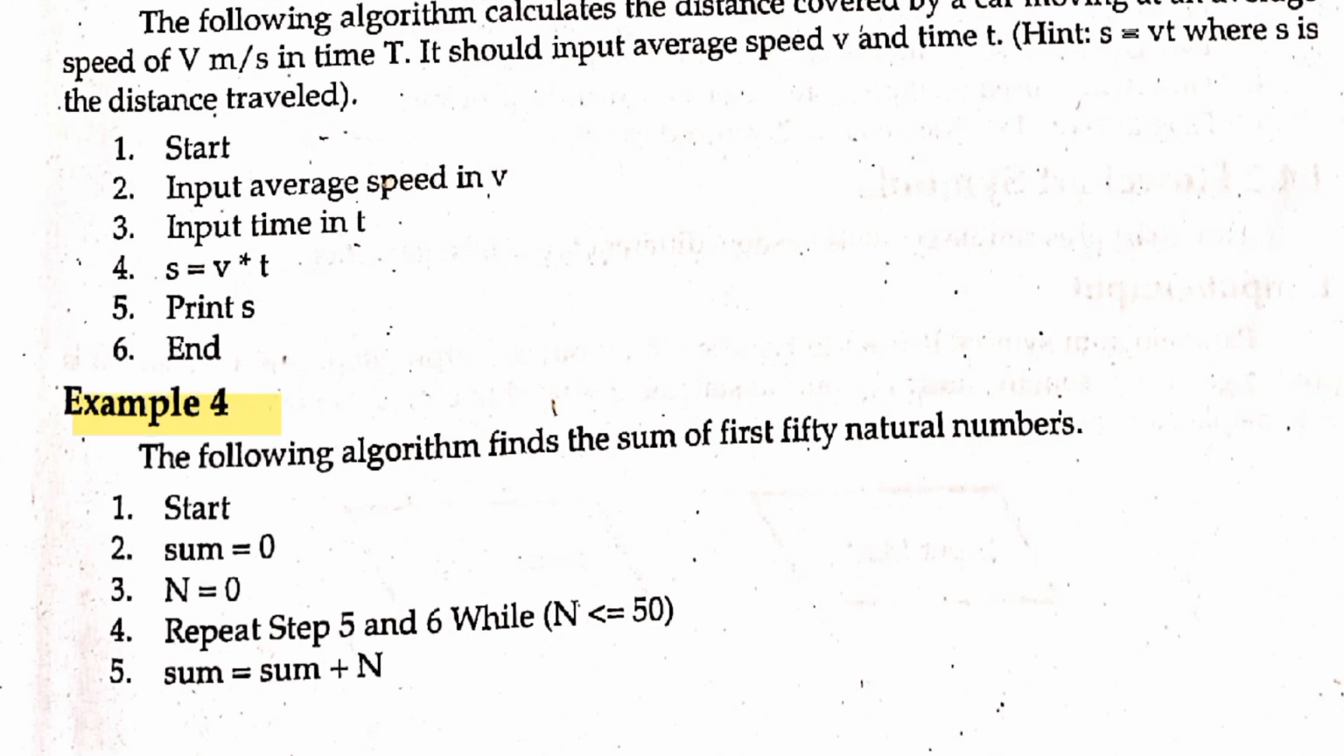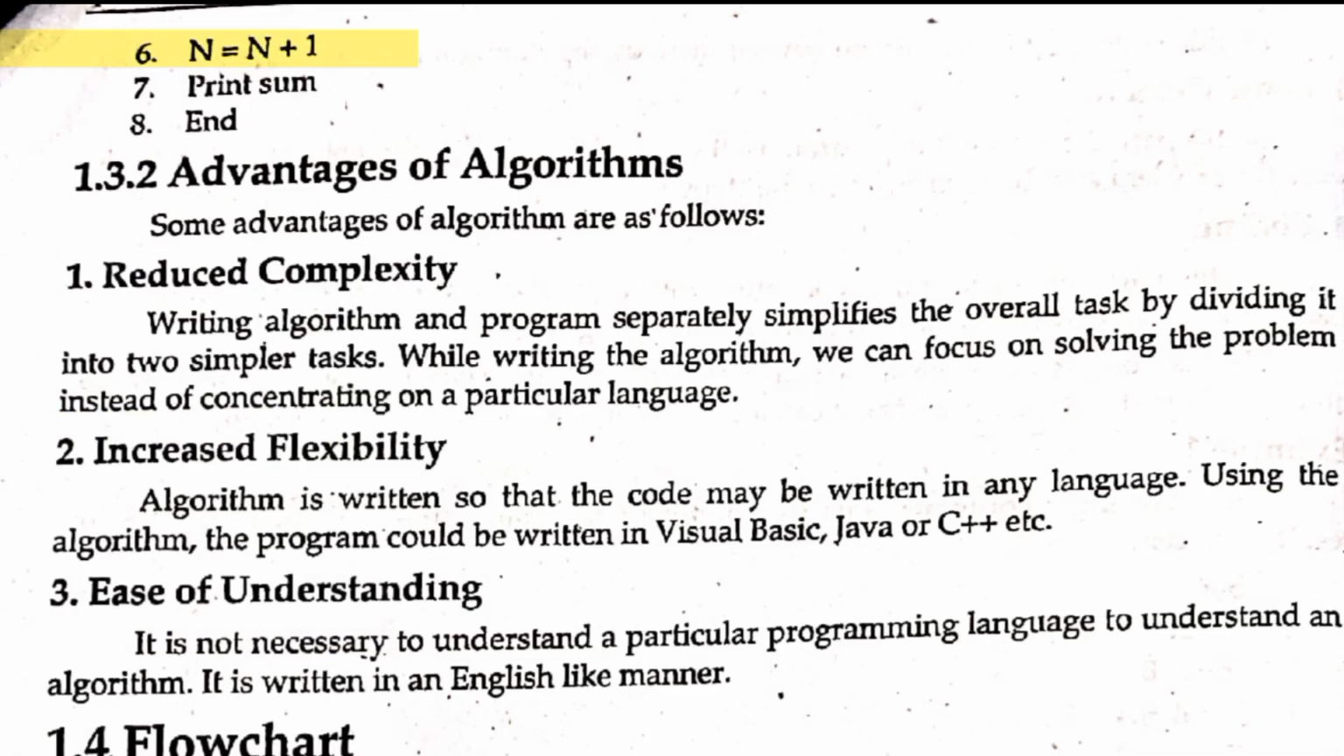Example 4. The following algorithm finds the sum of first 50 natural numbers. 1. Start. 2. Sum equals 0. 3. N equals 0. 4. Repeat step 5 and 6 while n is less than or equal to 50. 5. Sum equals sum plus n. 6. N equals n plus 1. 7. Print sum. 8. End.